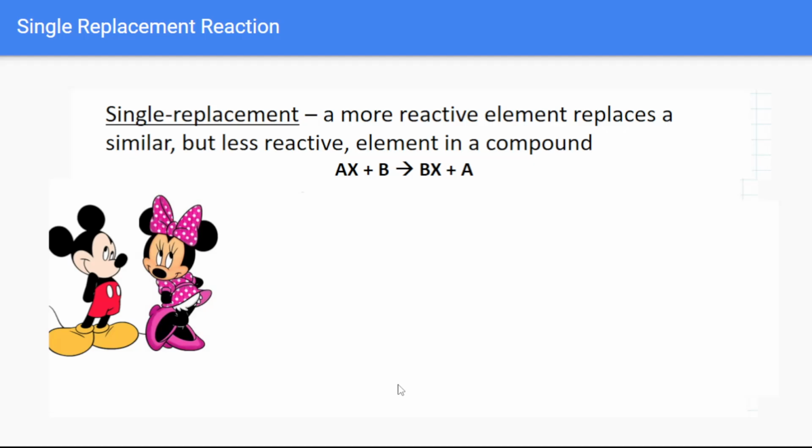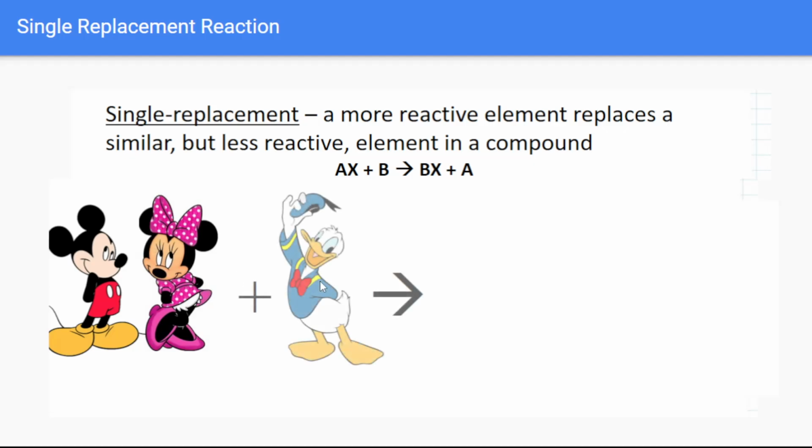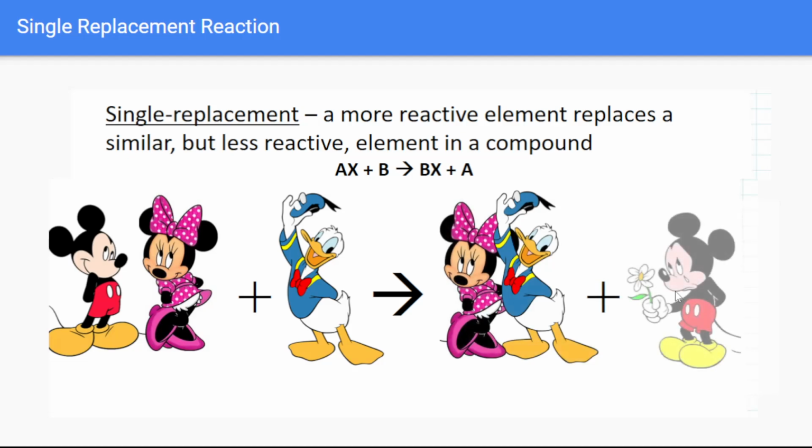Now, the single replacement reaction is composed of a compound plus an element that yields a new compound and a new element. Since Donald replaces Mickey, see, Donald and Mickey are similar, right? So they can replace each other. And this happens when metals replace metals or when halogens replace halogens.